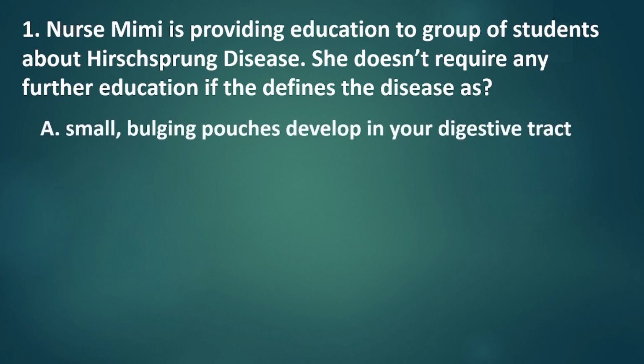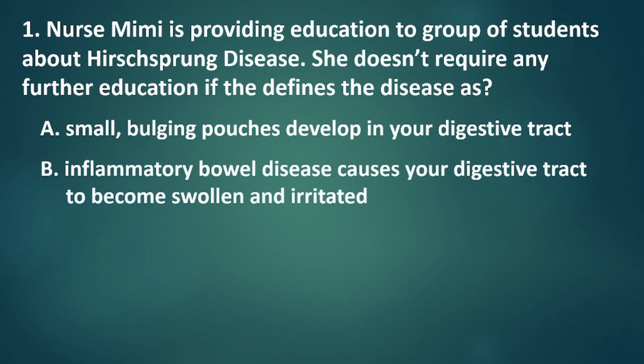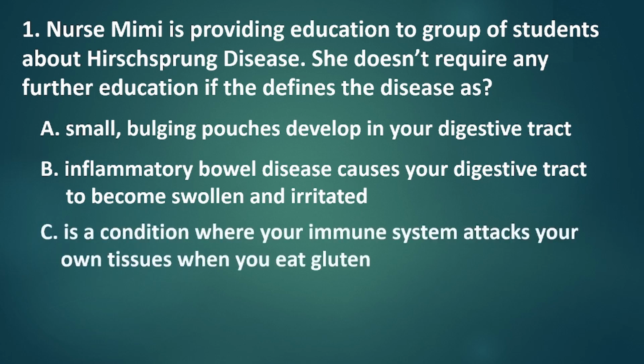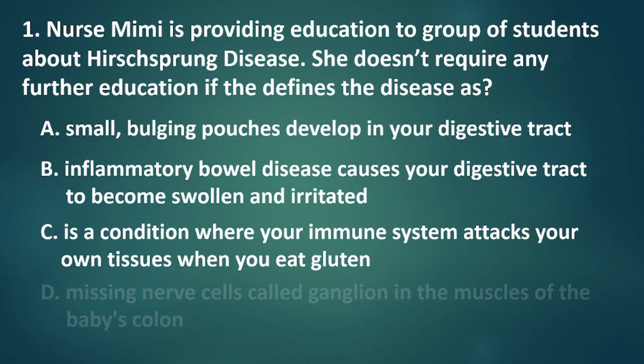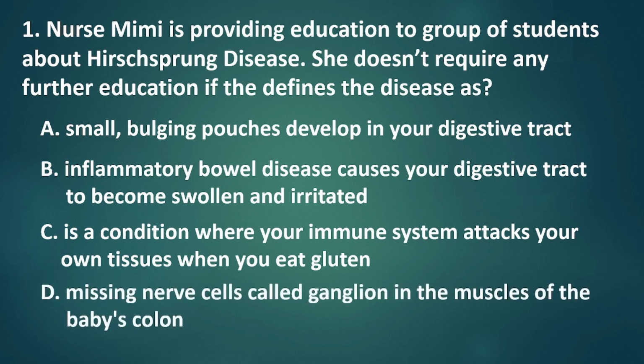A. Small, bulging pouches develop in your digestive tract. B. Inflammatory bowel disease causes your digestive tract to become swollen and irritated. C. Is a condition where your immune system attacks your own tissues when you eat gluten. D. Missing nerve cells called ganglion in the muscles of the baby's colon.